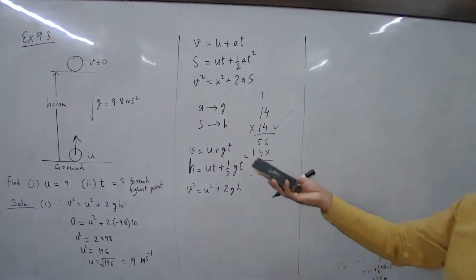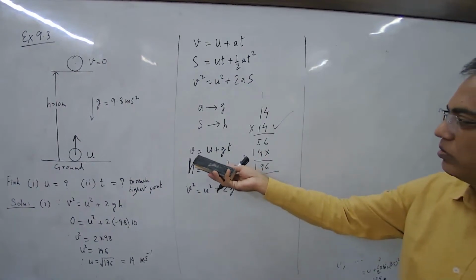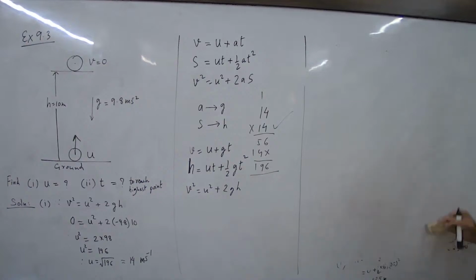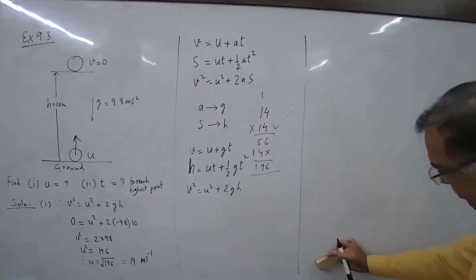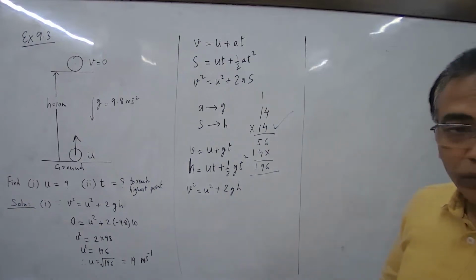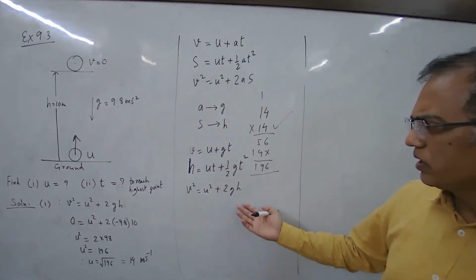Where is the time equation? This and this. You know V, you know U, you know G, you know T. T you have to find out. So by the first equation, can you find it out? You can find it by the second also.